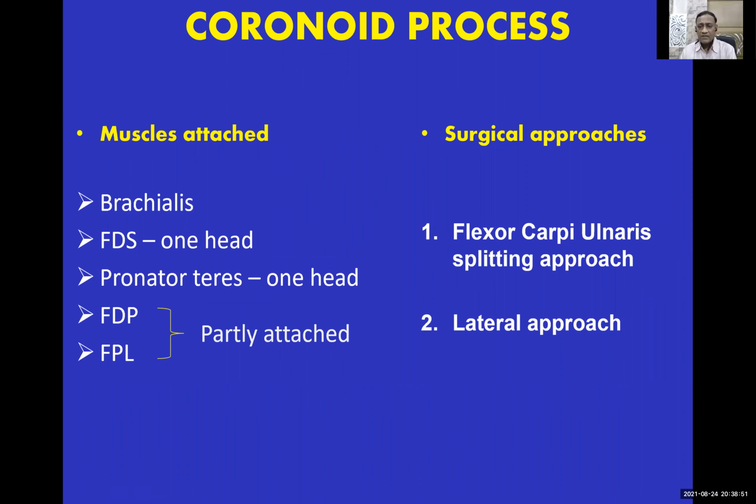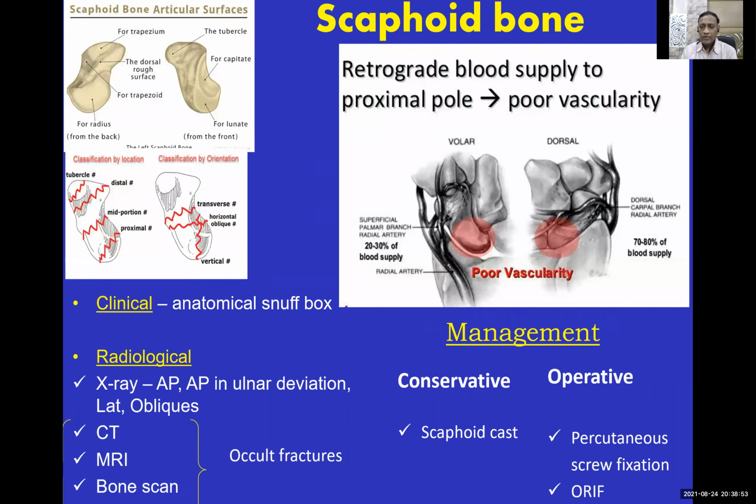When coming to the wrist, among the carpal bones, the most popular bone is the scaphoid. They may ask you to describe the bone, but the commonest question is about the blood supply. It is a retrograde blood supply, and the proximal pole has very poor vascularity. That's why, after a scaphoid fracture, avascular necrosis can occur in the proximal pole.